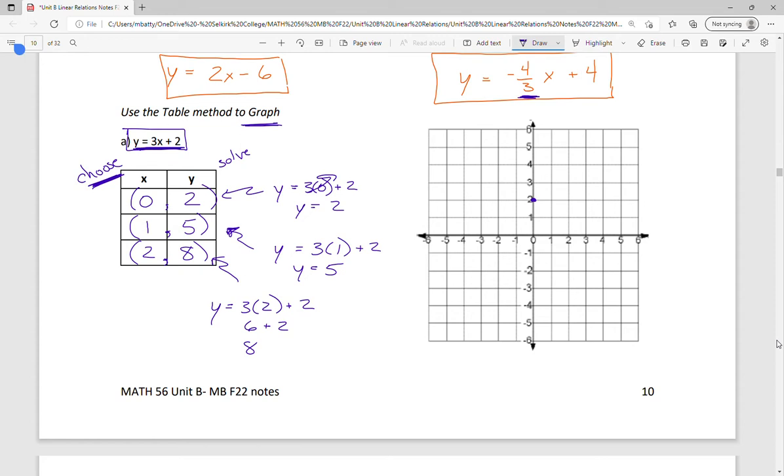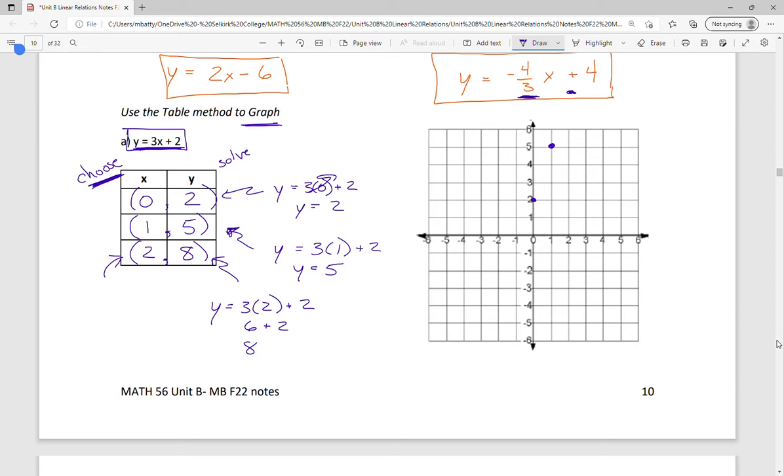So the next one is 1 and 5. The next one, 2 and 8, is literally off the chart. I only actually need 2 ordered pairs to draw a straight line, but this one is kind of for backup. So it would be somewhere kind of up in here, and it is in line. So it means that I haven't made a mistake.